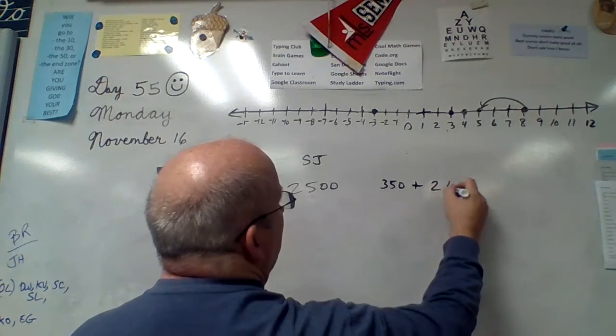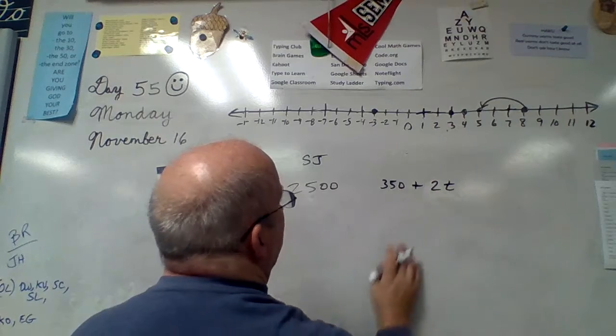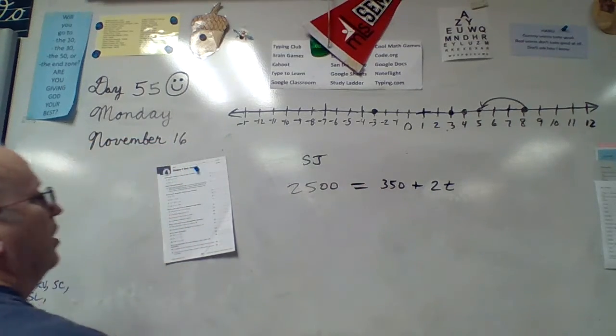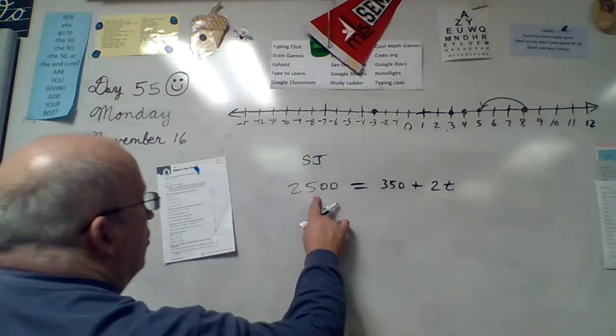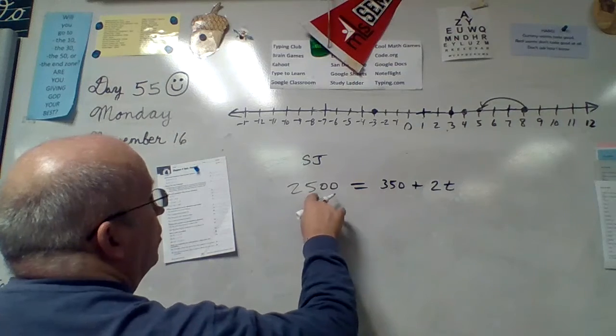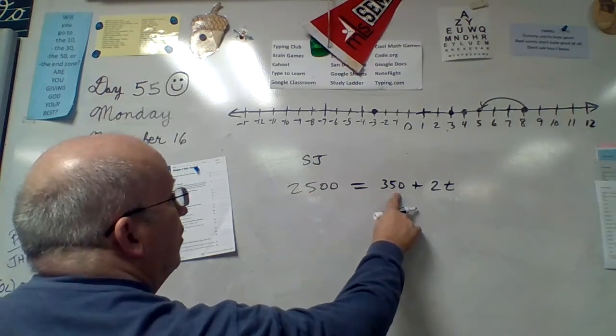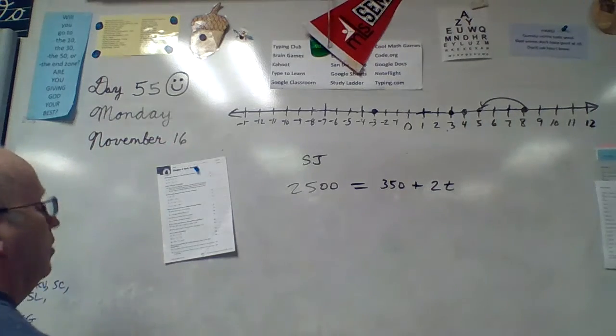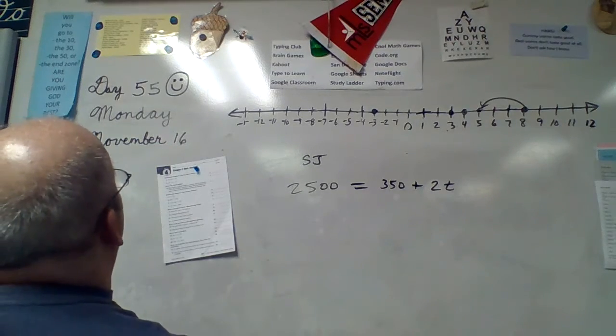How do I write twice Todd? How about 2 times Todd? And there's my equal sign. Miguel earned $2,500. And this number is 350 more than twice what Todd earned. Hey, there's a formula you can use to solve number 3 maybe.